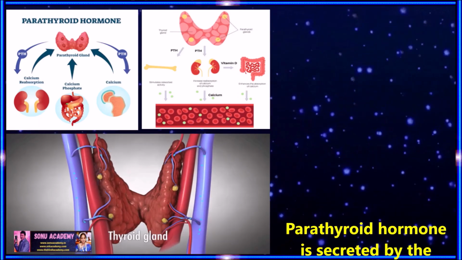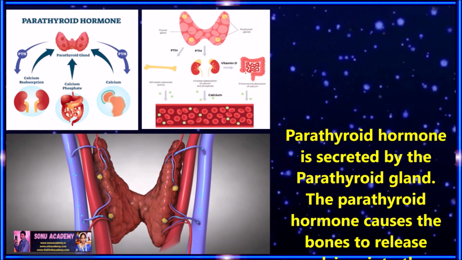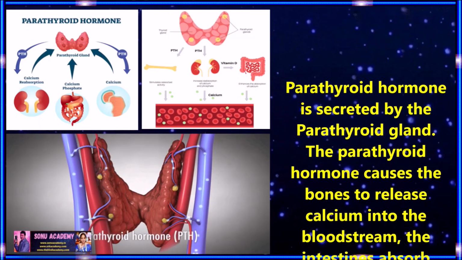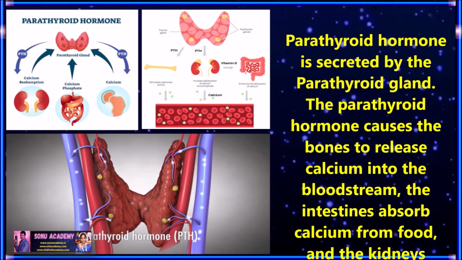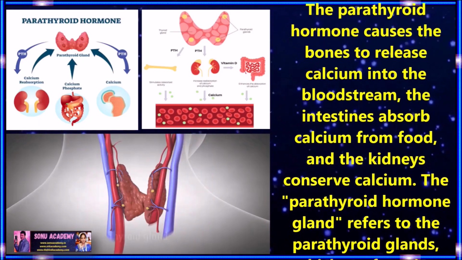Children, let us discuss parathyroid hormone. The parathyroid hormone is secreted by the parathyroid gland. The parathyroid hormone causes the bones to release calcium into the bloodstream. The intestines absorb calcium from food and the kidneys conserve calcium.